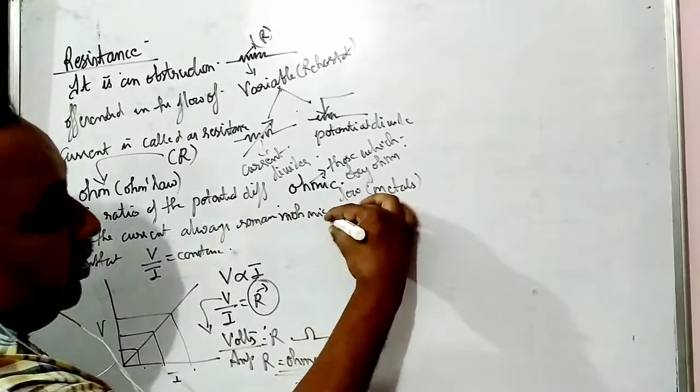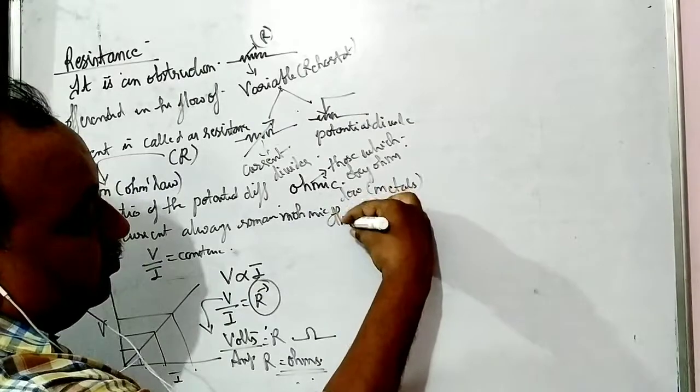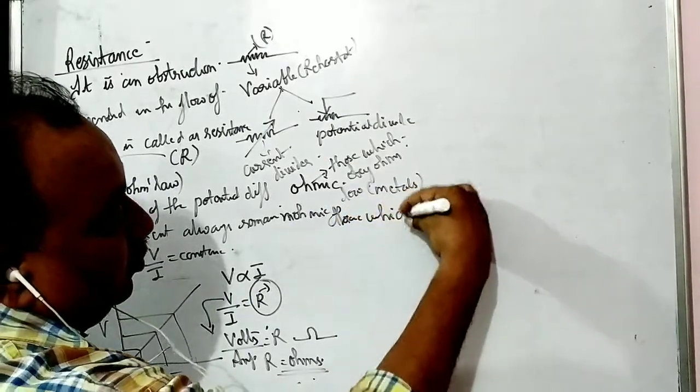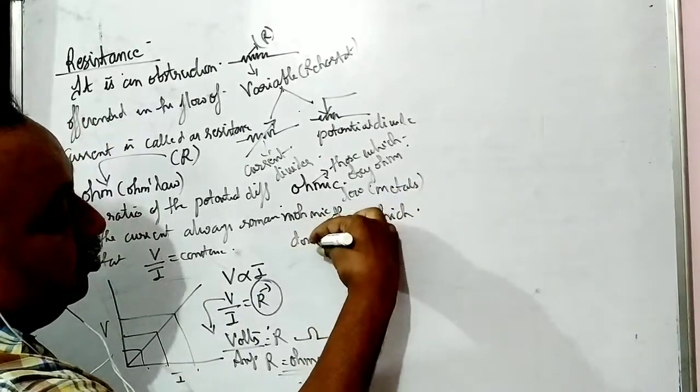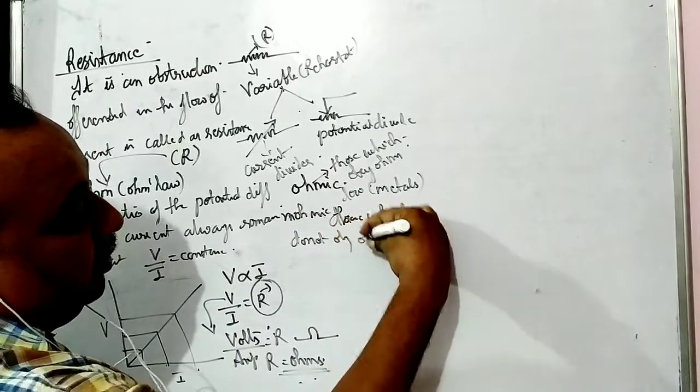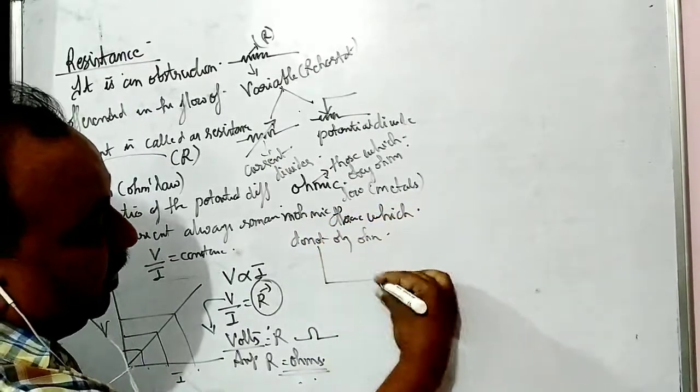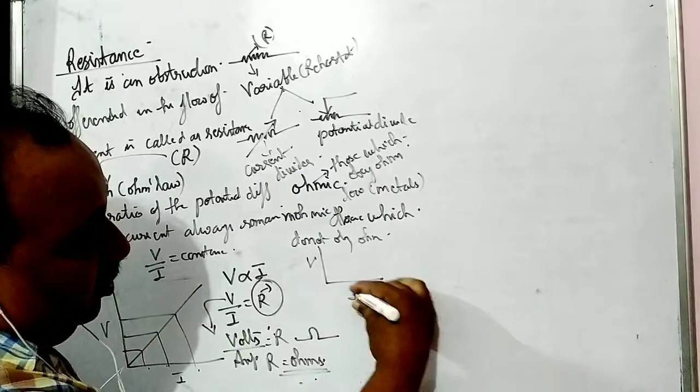And non-ohmic conductors are those which do not obey Ohm's law. It means that if you make a graph of V and I, you will see a curve.